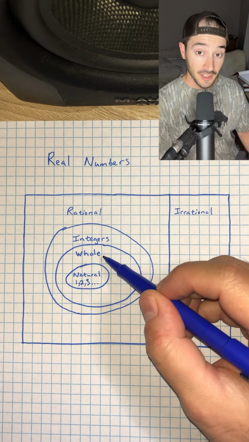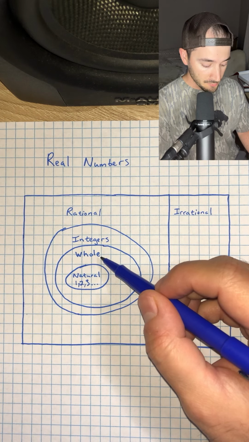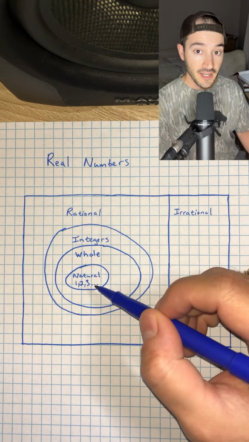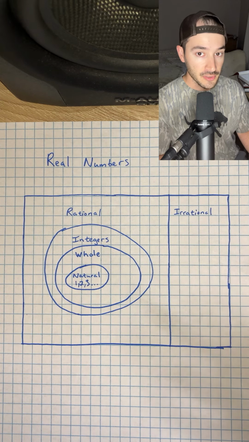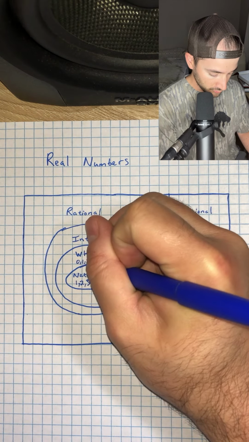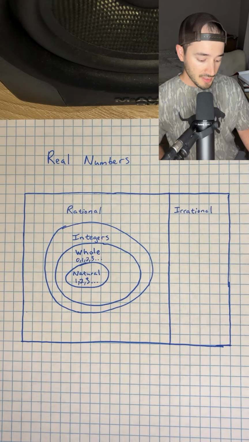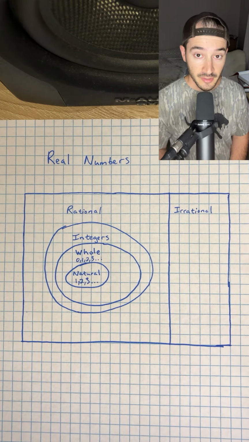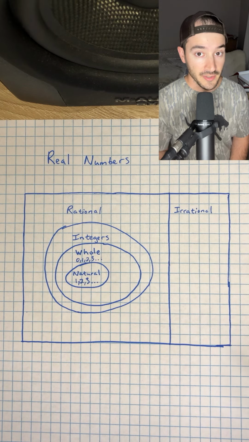All right, the next category is whole numbers, and whole numbers include all the natural or counting numbers, plus you also include 0. So for that, I'm going to put 0, 1, 2, 3, dot, dot, dot. So the only difference is that you include all the natural numbers and you include 0 in that category.